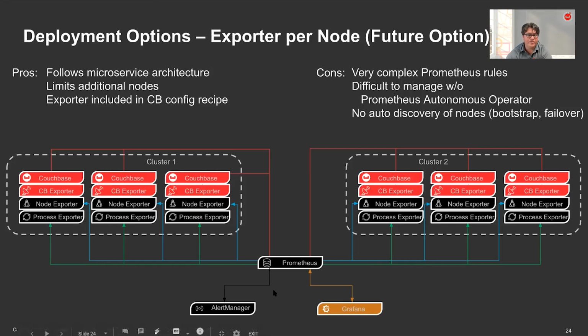So it would be very, very difficult to manage this Prometheus instance without also having the Prometheus autonomous operator, which means that you have to have Prometheus running in Kubernetes. And so that can make things much more complicated, but it does follow the microservices architecture, which can be a rule for a lot of organizations out there.